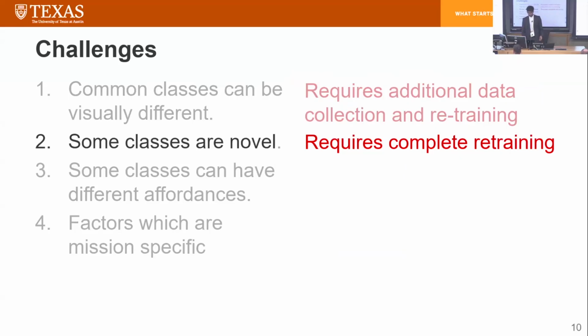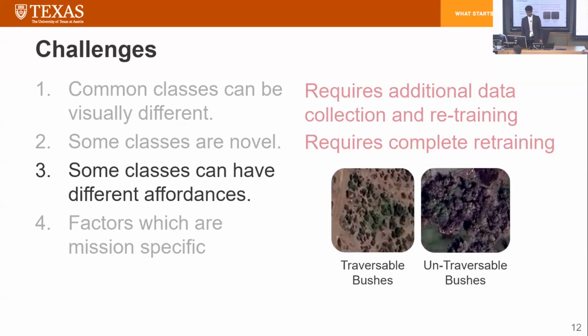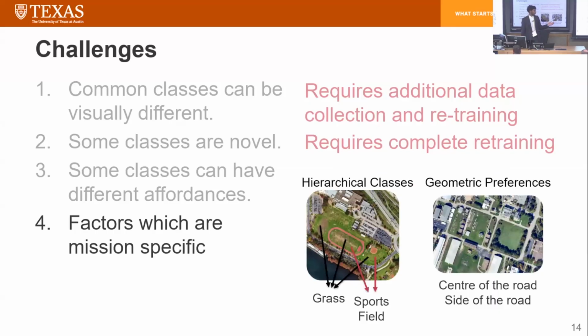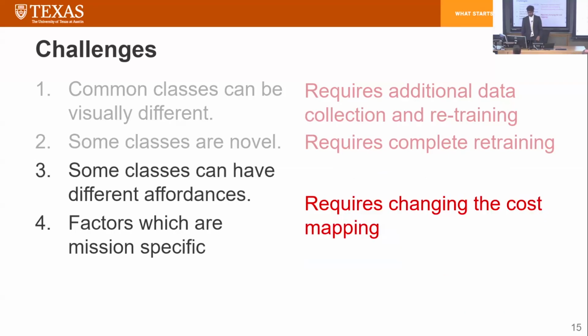The last two challenges are that some classes can have different affordances. Some bushes can be traversable. A bush in Texas can be traversable, but a bush from Pennsylvania maybe not. Or there are mission-specific factors, such as you don't want to go through the sports field, but you can go through the grass, and a sports field is a type of grass. So you need a very good understanding of that. Or maybe you want to go through the center of the road or the side of the road. To heed these preferences, you need a lot of changing of the CostMap.